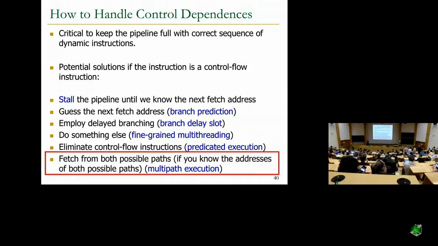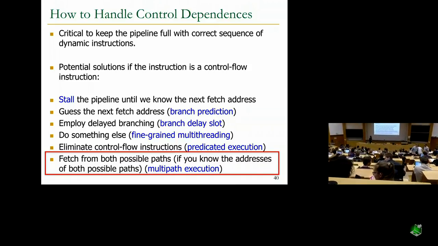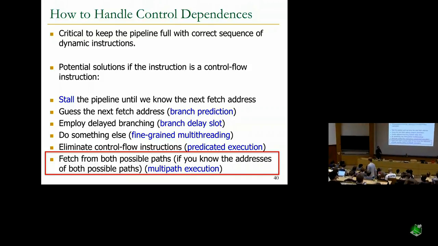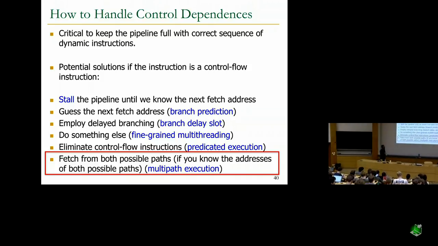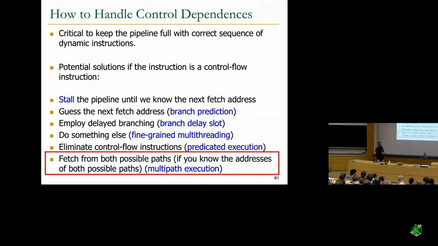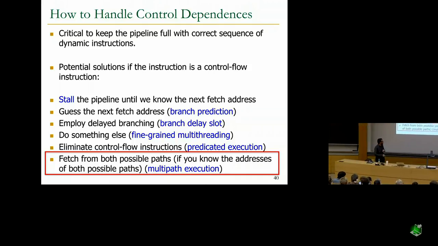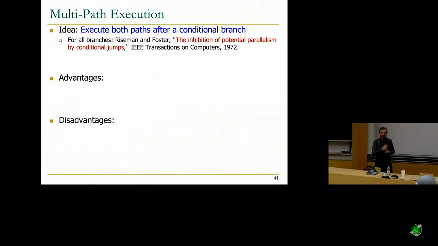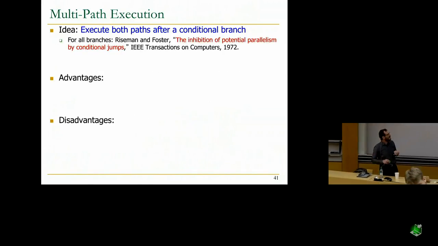This is another fascinating idea that has fascinated a lot of people: multipath execution. Fetch from both possible paths when you get to a branch, if you know the addresses of both possible paths, of course, the target addresses. It's called multipath execution, and it's a really old idea, actually. Execute both paths after a branch.